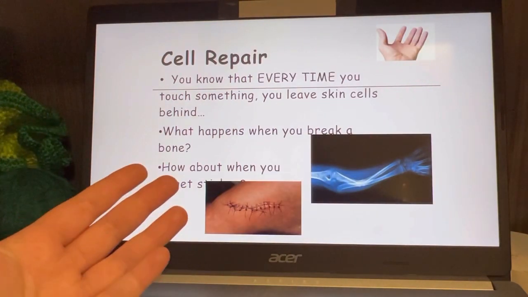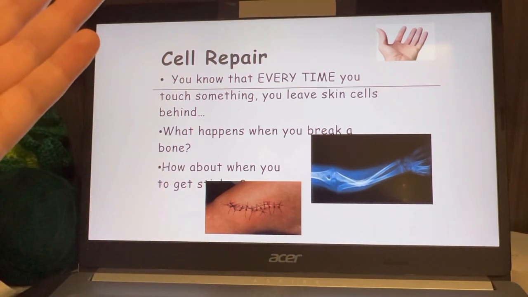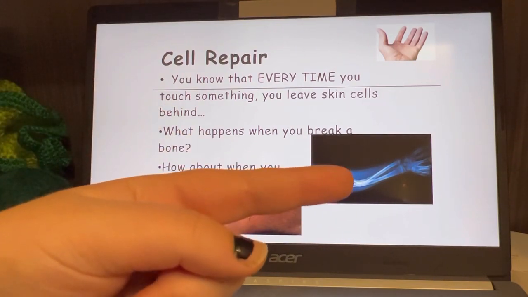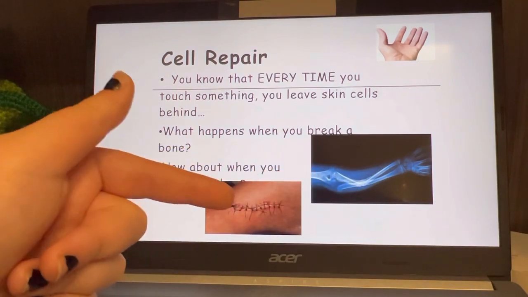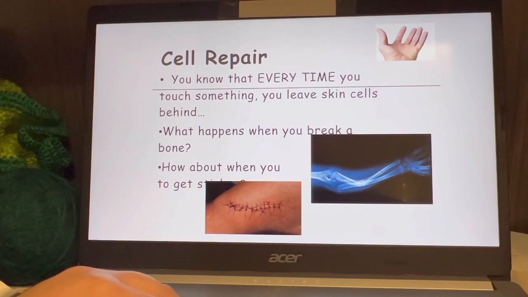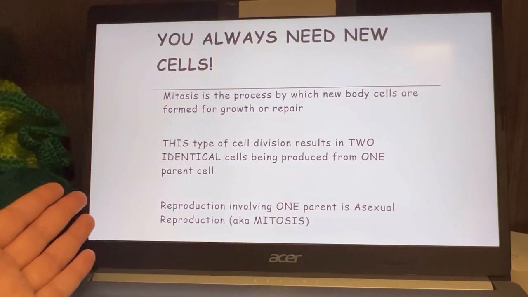Cell repair. Every time a cell dies, they need to be fixed and they need to be repaired and filled in. When you break your bone, you have mitosis happening here, so your bones can be fixed and put back into place. Same with scar tissues. Anytime you injure yourself, you go through mitosis to get your broken parts fixed. Alright, so you always need new cells.